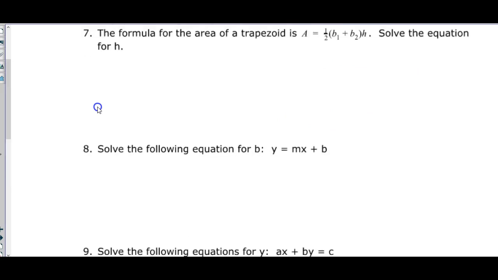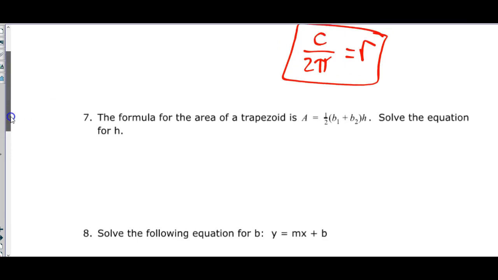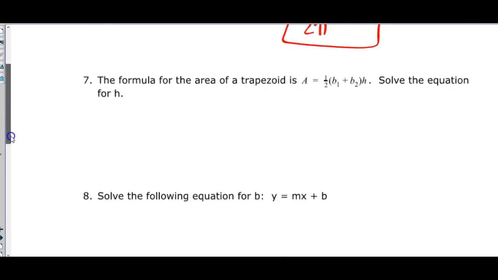Where's it? Scroll wheel move to the left. There we go. I was looking on the right side for it.